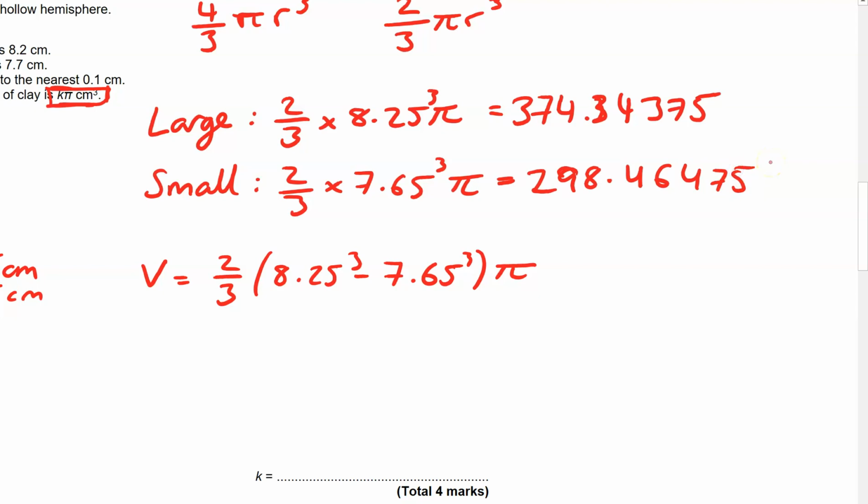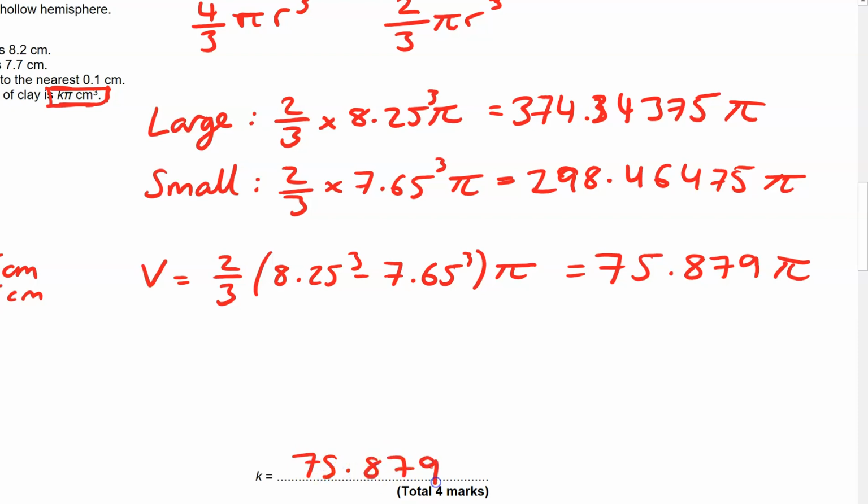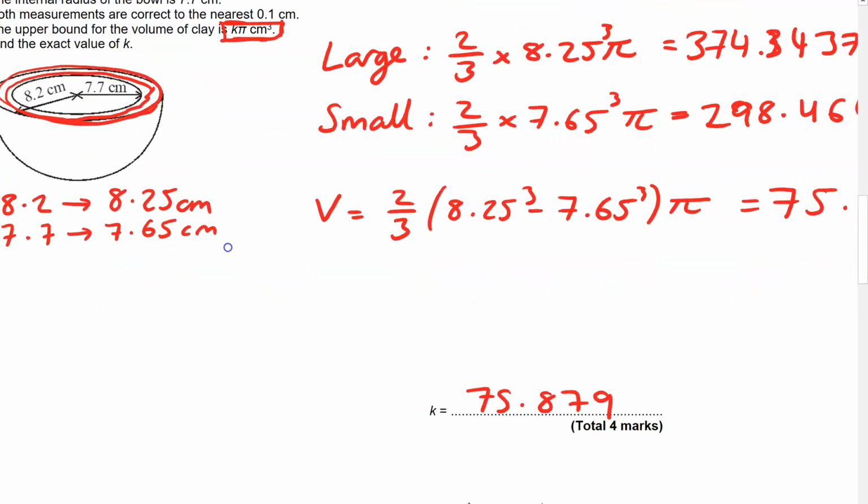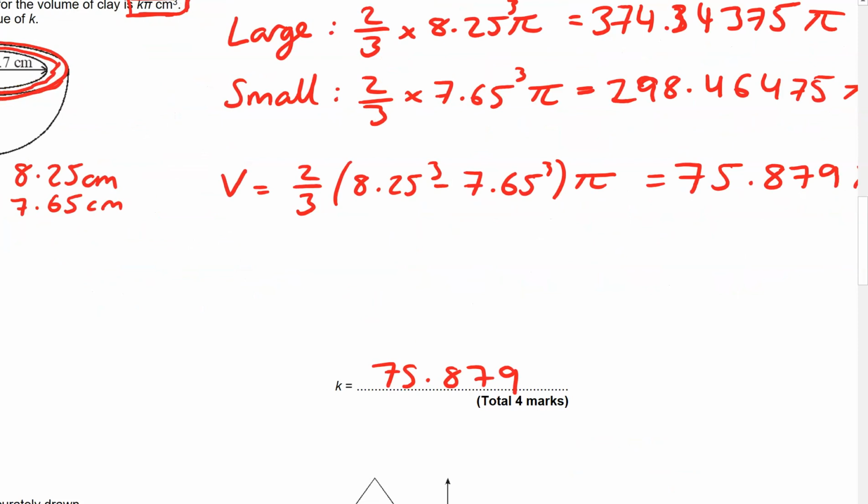So when I take them away, that's pi, and that's pi. So when I do the subtraction, I'm going to pause it again. I end up with 75.879 pi. So K is 75.879. It doesn't ask us to round it, and it doesn't say 3 sig fig or 1 decimal place, so I'm just going to leave it like that.